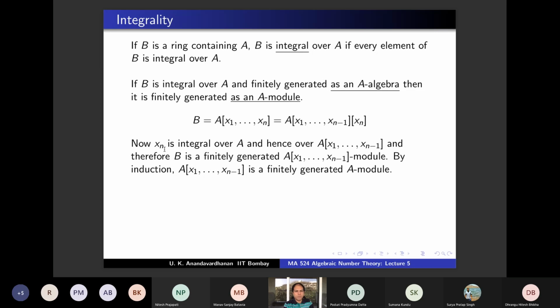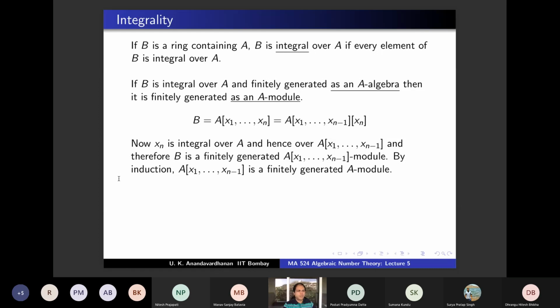So what do you have? B is a finitely generated module over something, and that something is a finitely generated A module. So can you conclude that B is a finitely generated A module? B is finitely generated over some C and C is finitely generated over A. Can you conclude B is finitely generated over A? Yes or no? Yes, clearly.